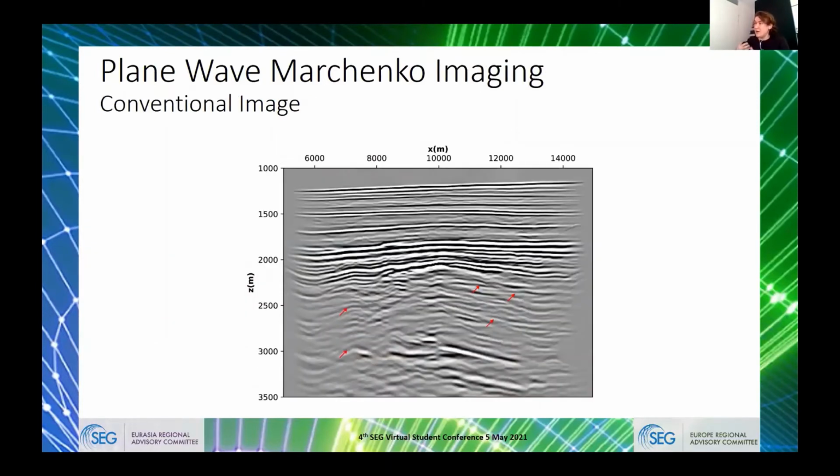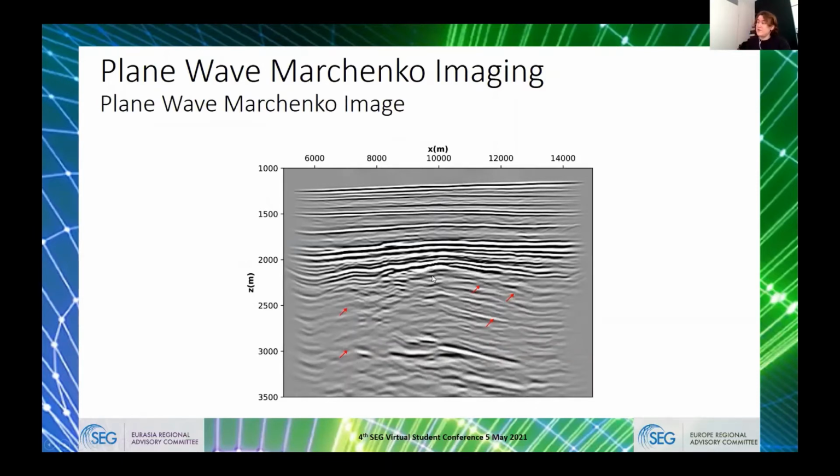So we tried this on a data set. This is a data set above the Voring Basin, shot by Statoil, formerly Statoil, currently Equinor. And what you can see is the conventional image. So this is conventional RTM. We highlighted some effects with the red arrows. And now what you can see is the plane wave image.